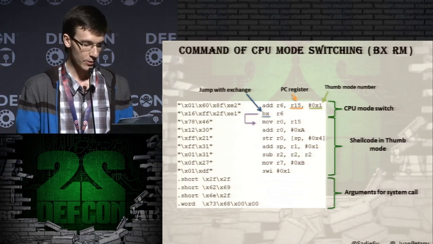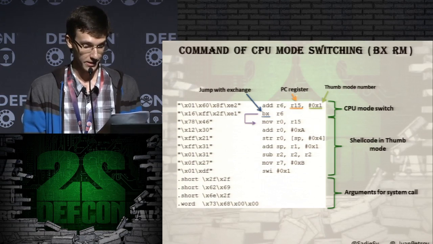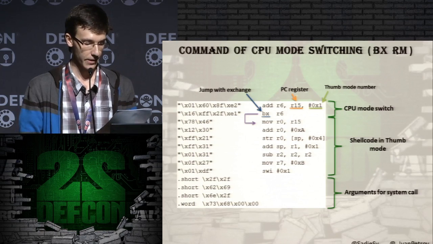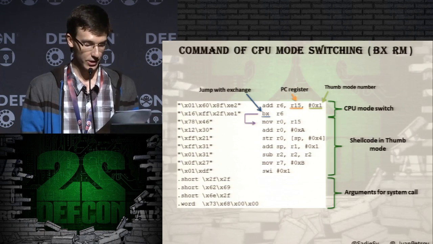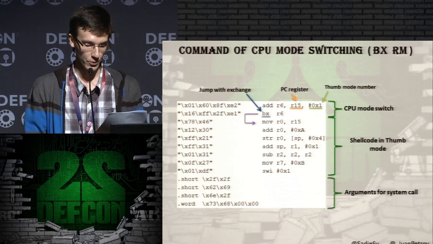Okay, let's take a look at the example. Here is a shellcode that you can download from exploitdb.com. At the beginning of the shellcode, we have the prefix, which takes the address of thumb code by writing it to the A6 register and adding 1, which is the thumb mode number. The next instruction is a branch instruction, which makes the switch between CPU modes and jumps to the thumb code.